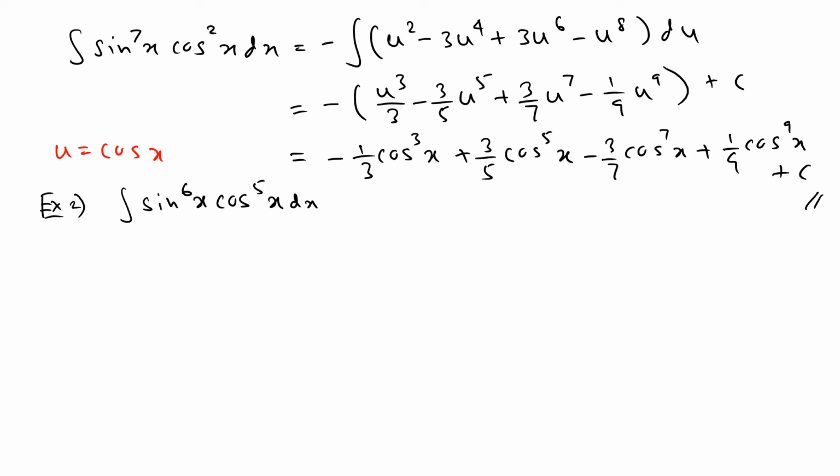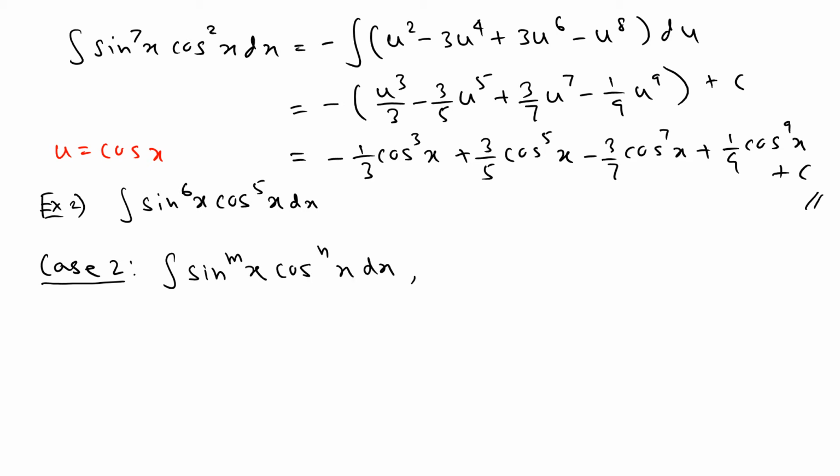Okay, let's do case 2. What is case number 2? So far what we did was, when you have sine and cosine, one of them was odd. So what if both are odd? Okay, so you have the integral of sine mx cosine nx dx.